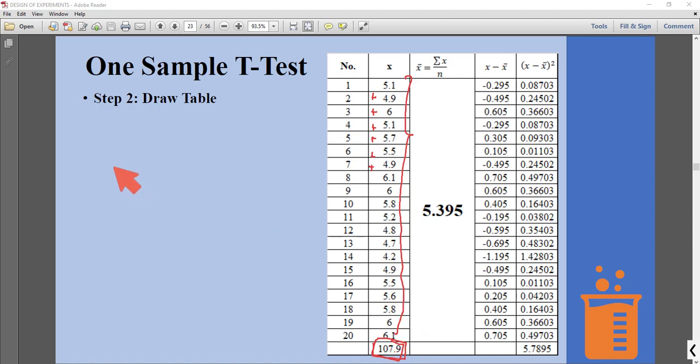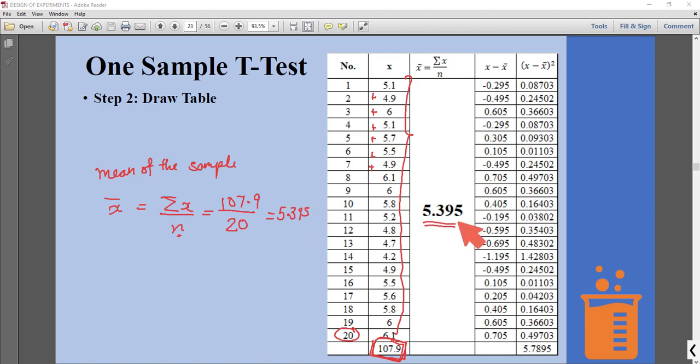Then what you have to do? You have to find the mean of the samples, right? The mean of the samples is what? X bar. X bar is what? Summation x upon n. So this is your summation x, 107.9, divided by the number of samples. What is the number of samples? We are taking 20 samples. So we divide 107.9 by 20. What is the average value that we get? The average value we get is 5.395. So this is the mean of our samples, right?